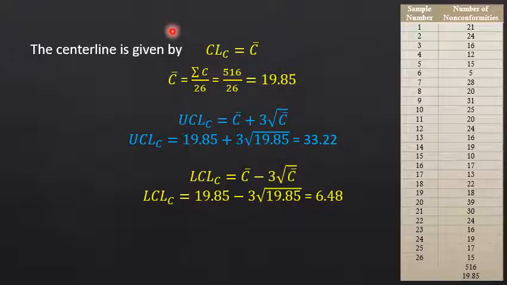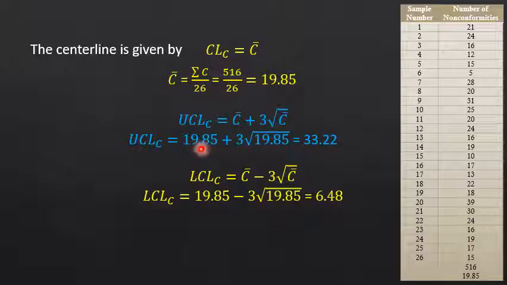So now first we calculate the center line. The center line is equal to C bar, which is equal to summation C divided by the total number of samples, that is 26. So in the given table, summation C is equal to 516 and the total samples are 26. So C bar is equal to 19.85.